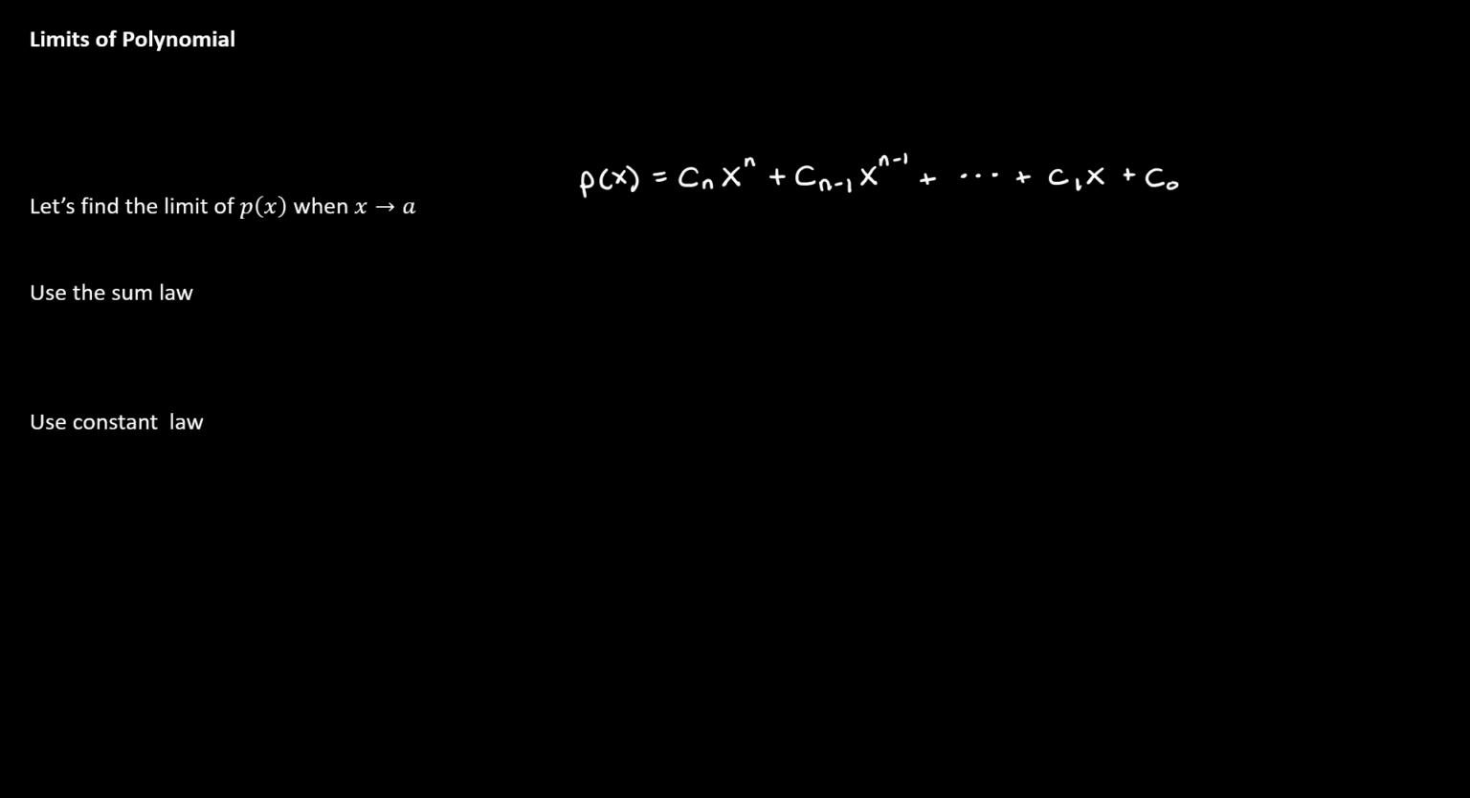Now that we know the limit laws for the basic limit results, sums, differences, constant multiples, products, etc., we can come to a very nice conclusion about polynomials. Polynomials are special functions that follow a format that looks like the p of x function you see on the screen. The c with a subscript n or n minus 1 or 1 or 0, those are coefficients.